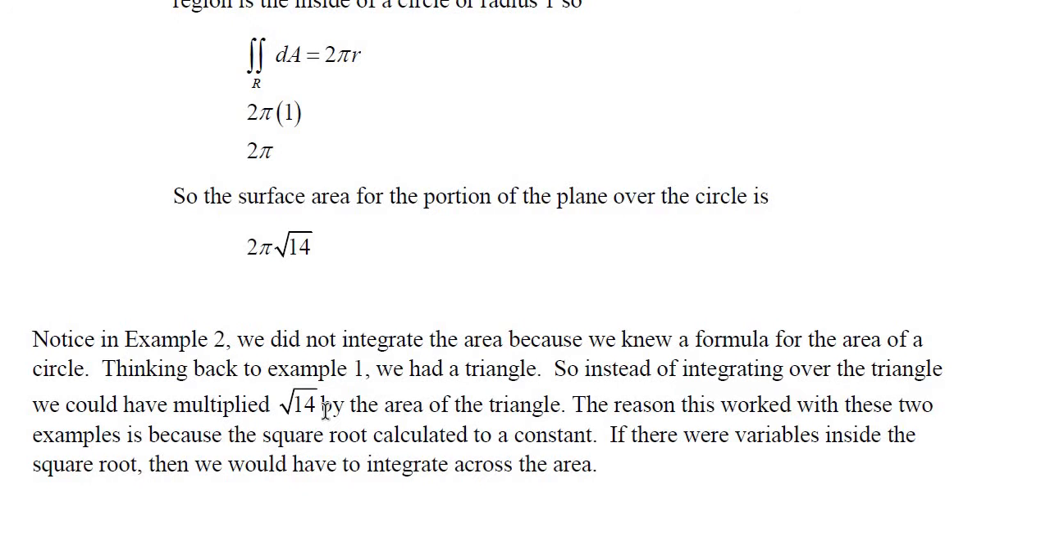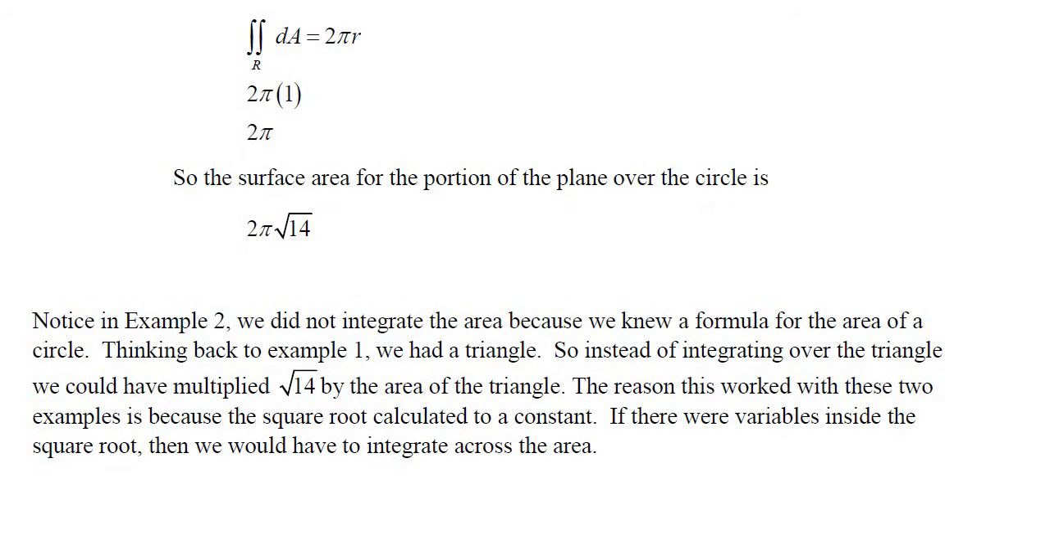Now the reason why these two work so nicely is because when we calculated that square root, we ended up with a nice number inside the square root, a nice constant. Sometimes inside that square root we're going to have some variables. And if you have variables inside your integral, then you're going to have to integrate it like you normally would, like the first one that I did. But if all you have is just a constant inside that integral, then you can just pull that constant out and calculate the area using your regular area formulas.